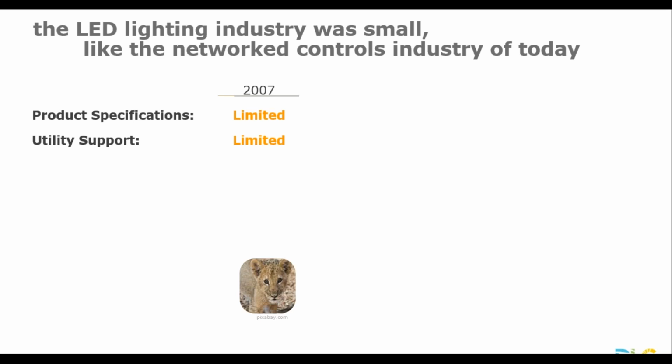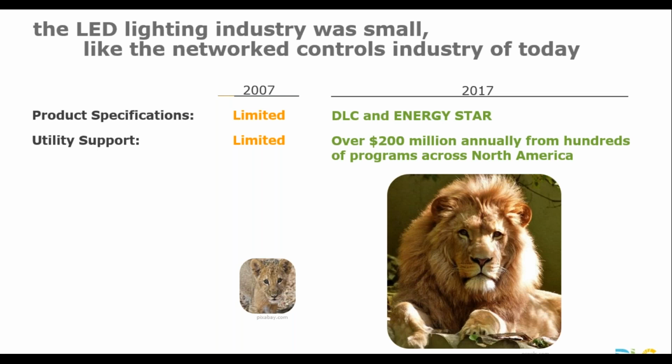Today in North America, there are robust product specifications from DLC and Energy Star, plus over $200 million every year in rebates and incentives. Here at DLC, we believe that this support from specifications and incentives has helped the industry to grow larger.